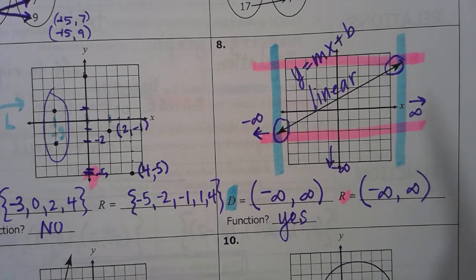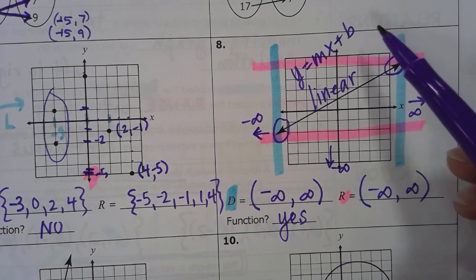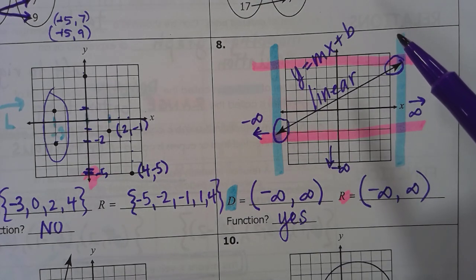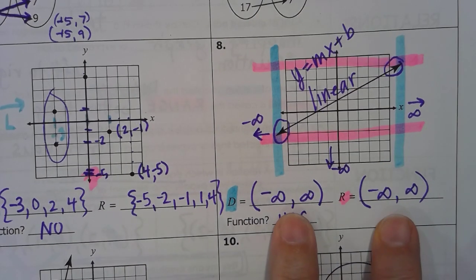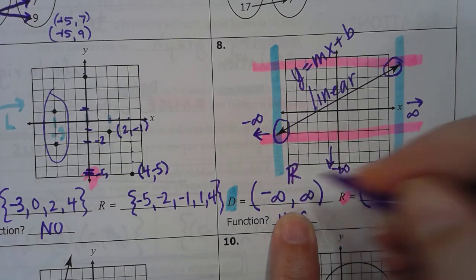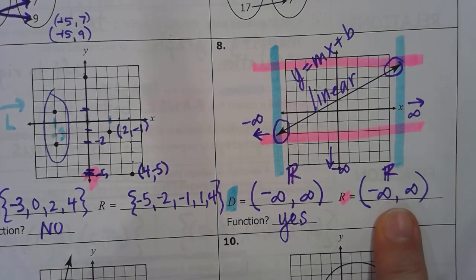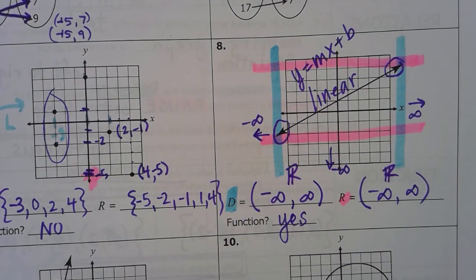Okay, well, let me rephrase that. If you have y equals mx plus b, where you have x and y in your equation, it will always be all real numbers, all real numbers. Like it goes forever and ever both ways. Forever and ever, side to side, forever and ever, up and down. It's never going to stop. Okay? And it will always be a function.